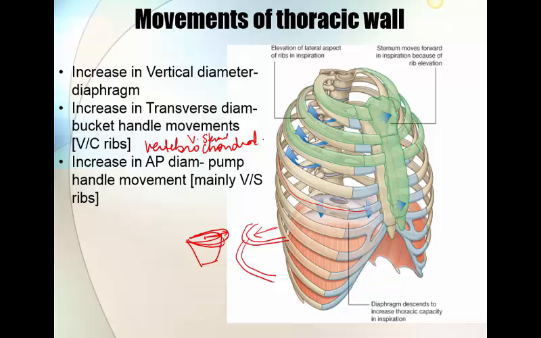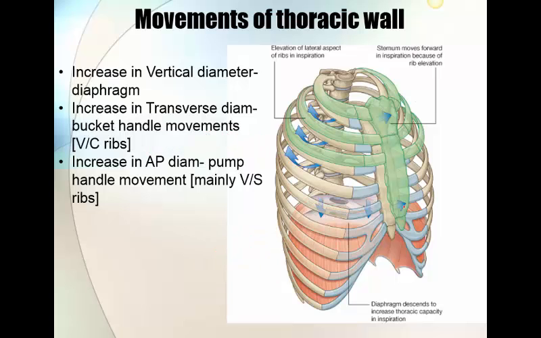Increase in anteroposterior diameter, which is known as the pump handle movement, is mainly by the vertebrosternal ribs. That is the first 7 pairs, because they are attached to the sternum. And here, if you remember, I told you that the ribs increase in size from above downwards, and then they decrease in size. Somewhere around the 7th is the one which has the greatest curvature. So when the lower rib goes up, from an oblique position it becomes horizontal. It's going to occupy the space which has been vacated by the rib above.